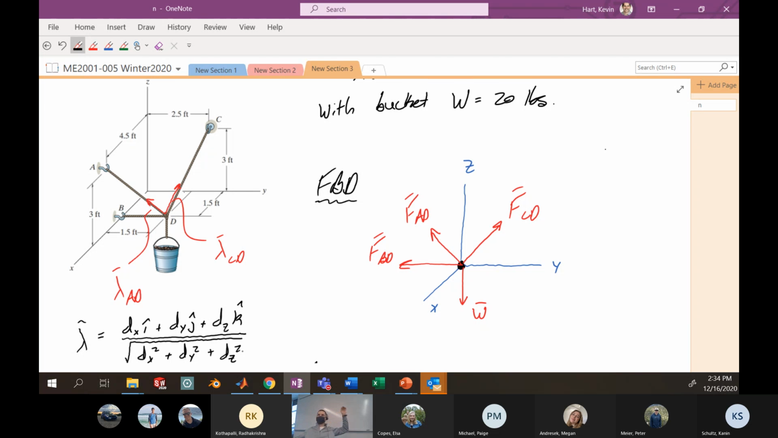I'd say one of the biggest mistakes that I see on the first exam when I teach this class is defining this unit vector lambda. You're going to have to use the geometry of the problem a little bit. Make sure you execute this appropriately.